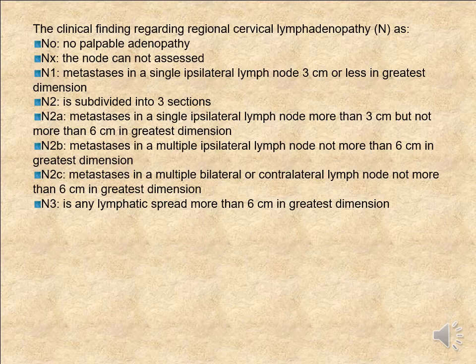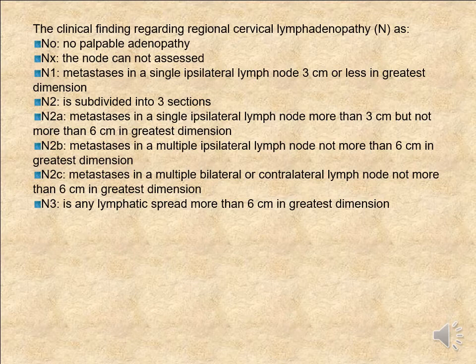N1, metastasis in a single ipsilateral lymph node, 3 cm or less in the greatest dimension. In reality, there are one or more lymph node enlargements in a single area on the lateral side of the face with a diameter less than 3 cm. N2 divides into three sections. N2A, metastasis in a single ipsilateral lymph node more than 3 cm but not more than 6 cm in dimension. Again, it's unilateral, a single lymph node ranging between 3 cm to 6 cm in greatest dimension.